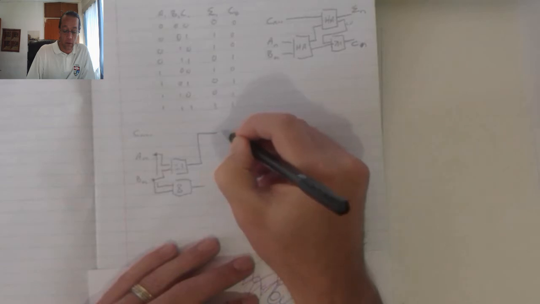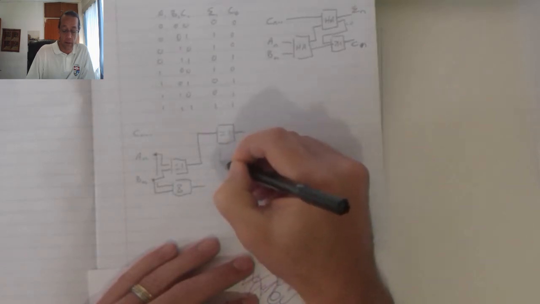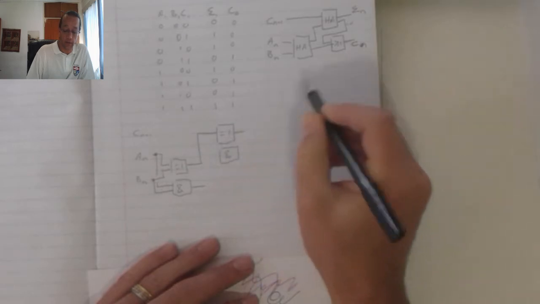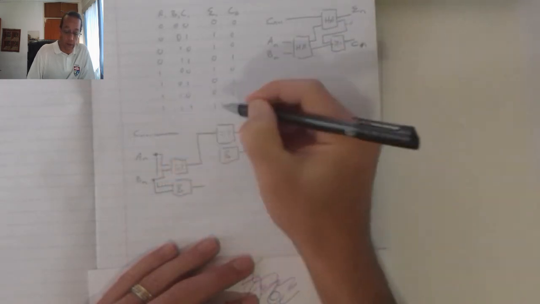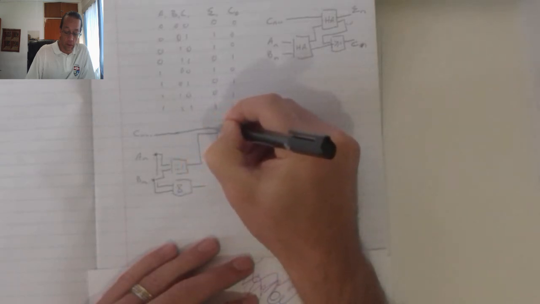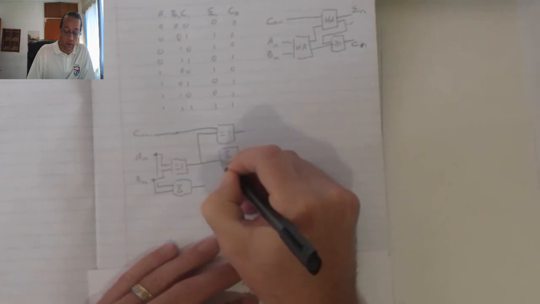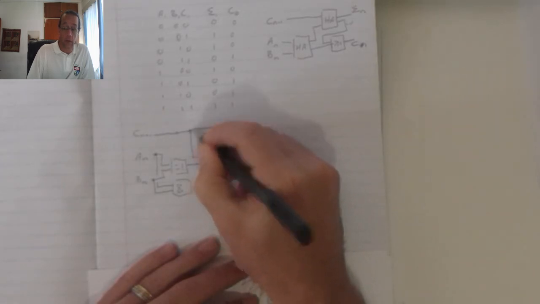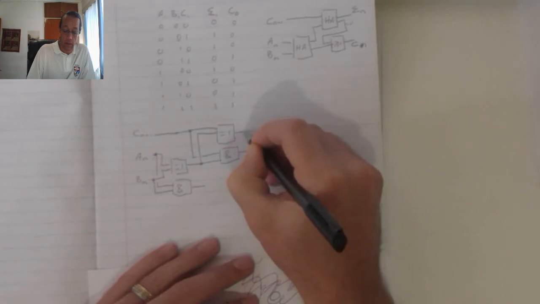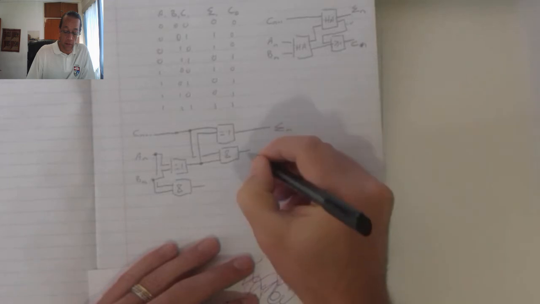My summing there is going to go into an exclusive OR and another AND. That's my second half adder over there. That one's fed in from there, and from there that one feeds in there and feeds in there, and together that will be my summing output.